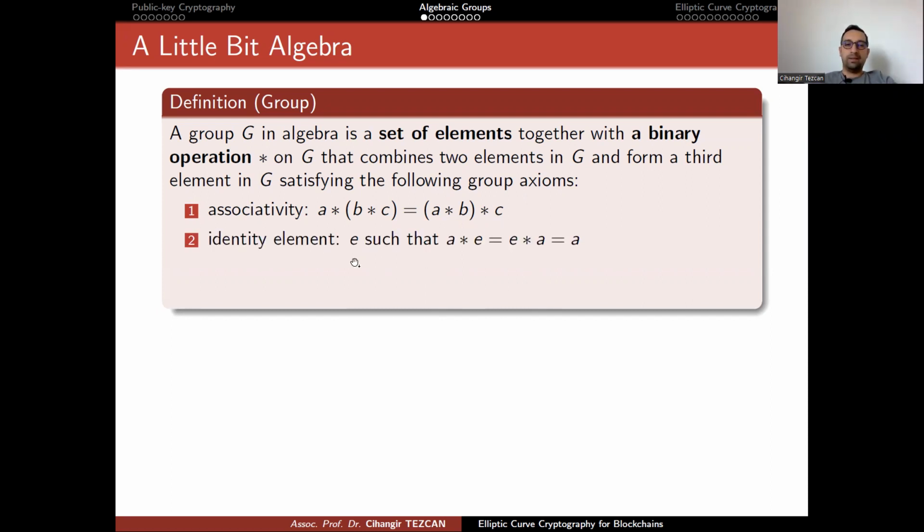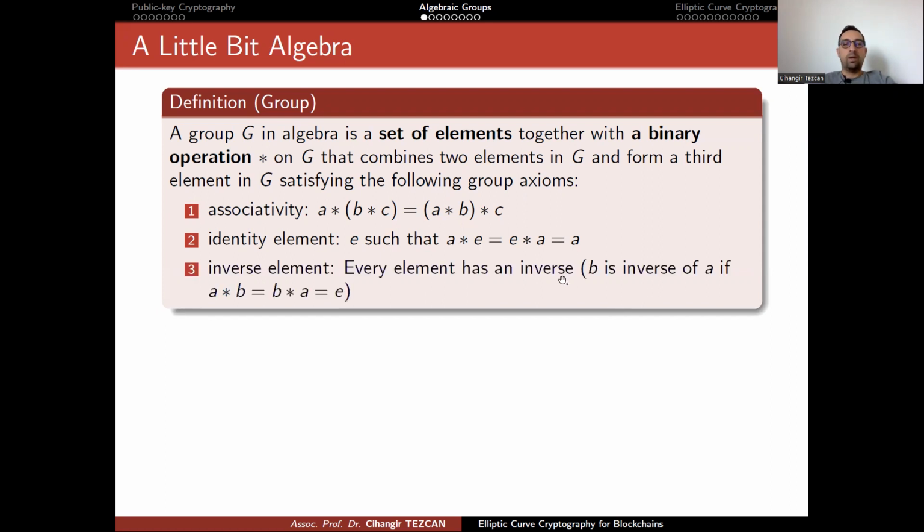There should be an identity element E such that, when you use this identity element with the group operation, it always gives the result as A. Also, we require inverses of every element. So every element must have an inverse. And in this respect, we say that B is an inverse of A if and only if A star B and B star A equal the identity element. This is how we define the inverse element.